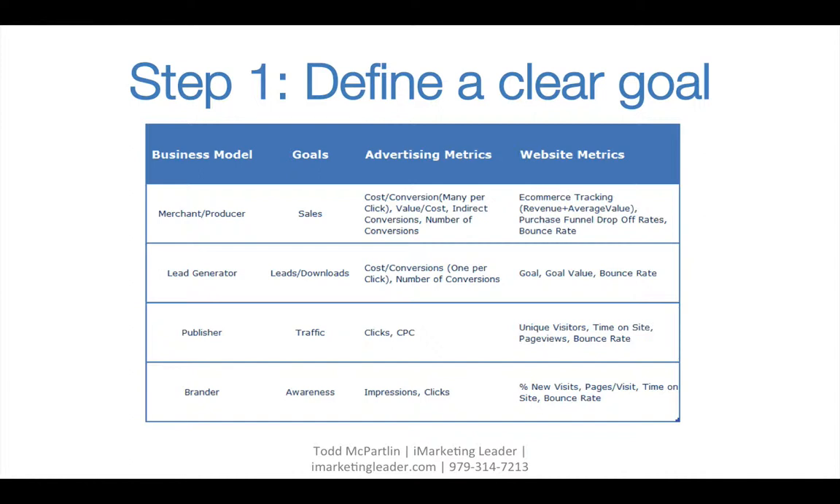But if you're a merchant or a producer, your goal is probably sales. So the metric would be, what's your cost per conversion? How many clicks? What's your value versus cost? Your indirect conversions, number of conversions. On the website side, because we want to track everything, we need to have information on the website to be able to track this as well. If you're doing sales, you need some e-commerce tracking. How much did people buy versus how much did you sell? That's where you can easily figure out that ROI.